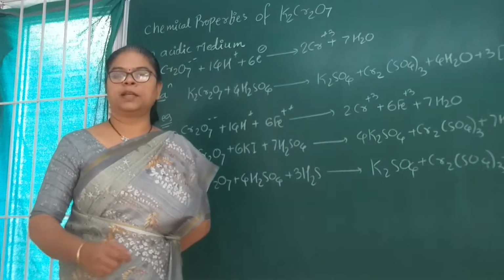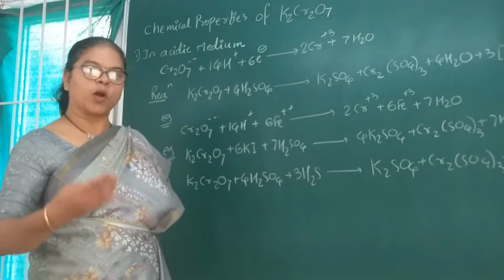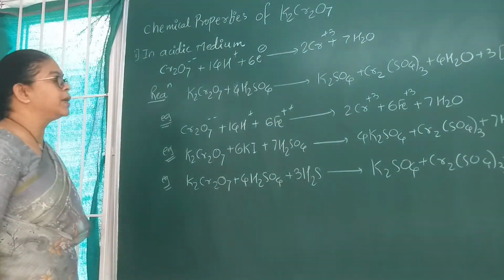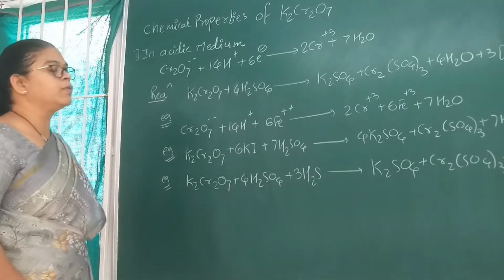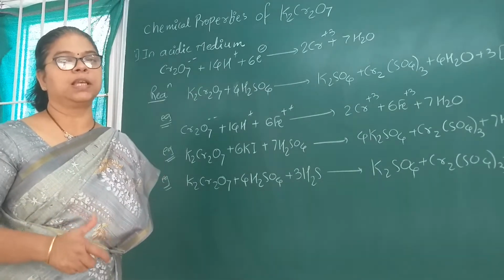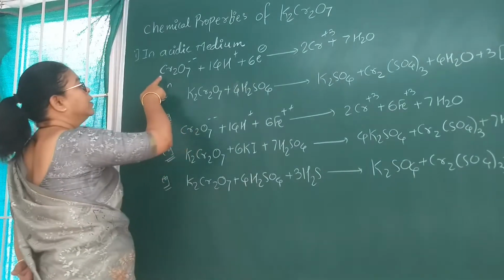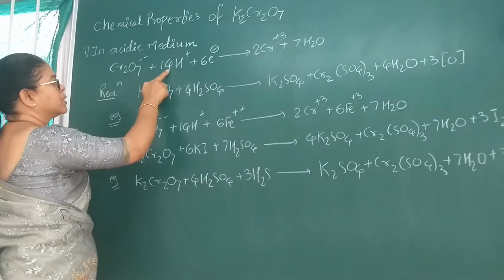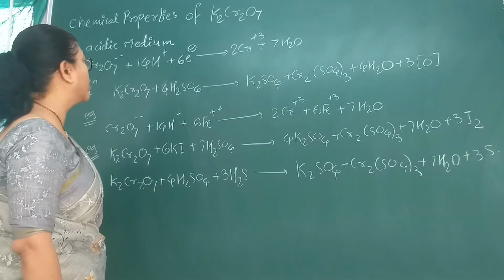Read them and make their notes, because melting point, boiling point, solubility product and all those things you have to study. Now we'll start with chemical properties of potassium dichromate. First, if it is kept in acidic medium, what is the effect of acid on potassium dichromate? Cr2O7 2 minus, that is K2Cr2O7 plus 14H plus, that is acidic medium in presence of protons.